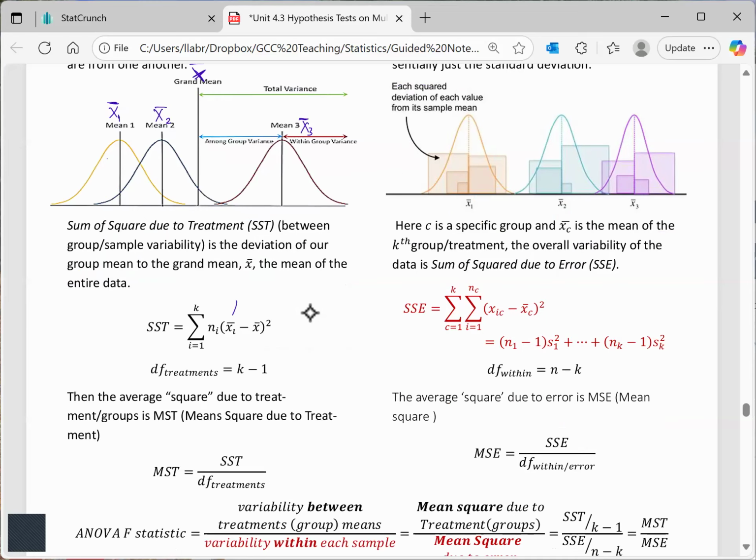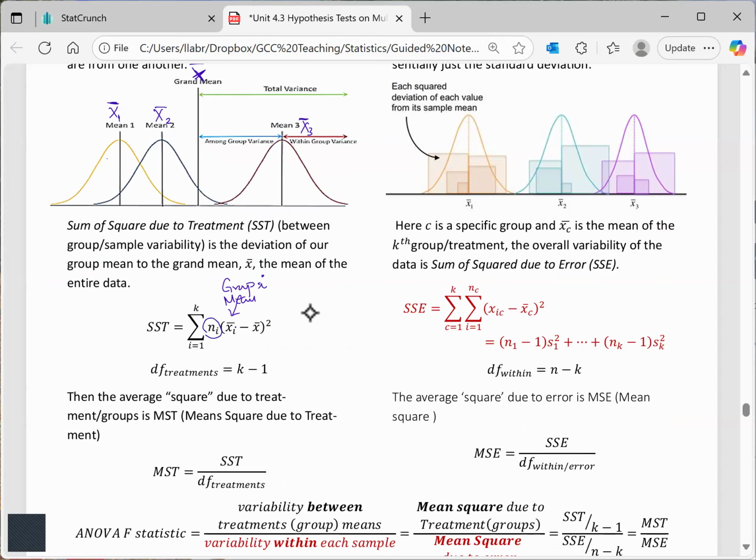So here, X bar I is the average for group I, and I think that should be an I. Looks like an L. So that's the group mean, group I center. And then we're subtracting that from X bar, which is the overall center. We're squaring it to make it positive. Remember, we did that a lot of times. And then we scale that by the number of values that are in group 1.